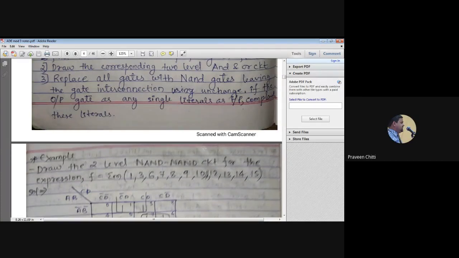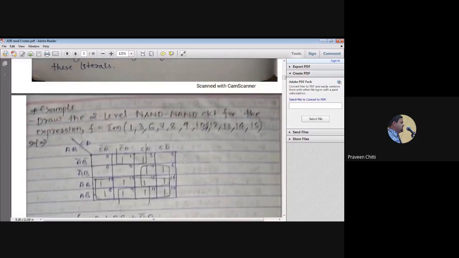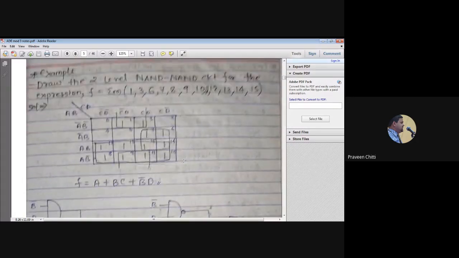Anybody has got any other answer? A plus BC plus B bar D. Hope all of you have got it. As he said, what is this one? Octet. This is one octet. Then this is one quad. And then the third quad is obtained by taking these two with these two.